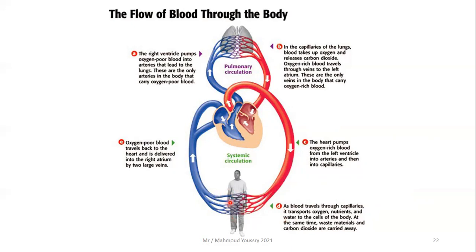Then these blood capillaries are collected in veins that carry the oxygen-poor blood back to the heart, that is delivered into the right atrium by two large veins, one from the upper half of the body and another one from the lower part of the body.